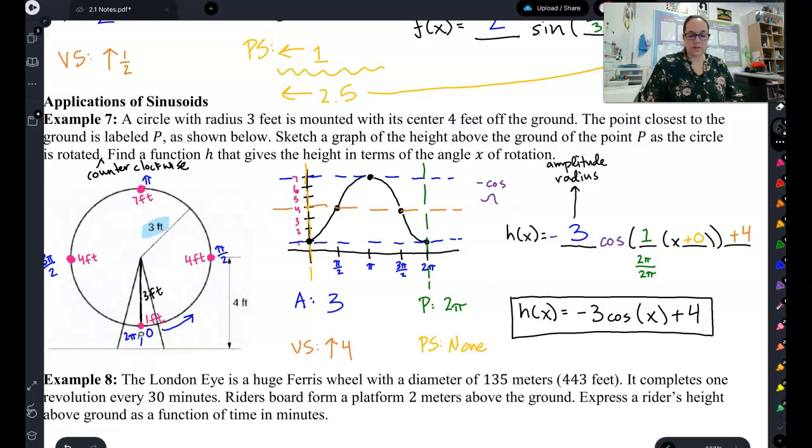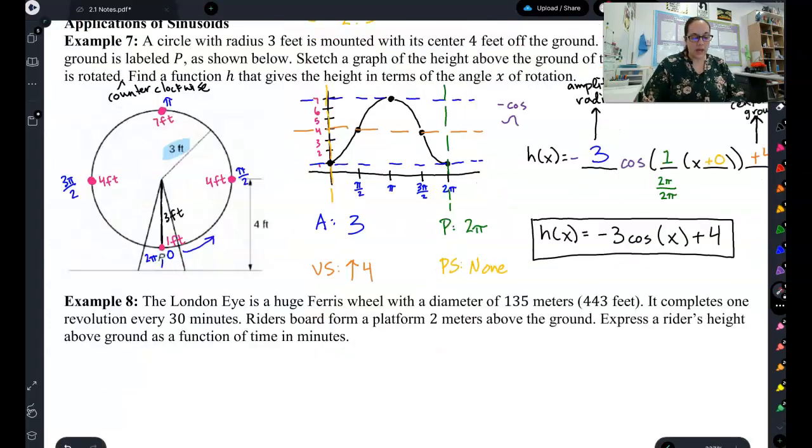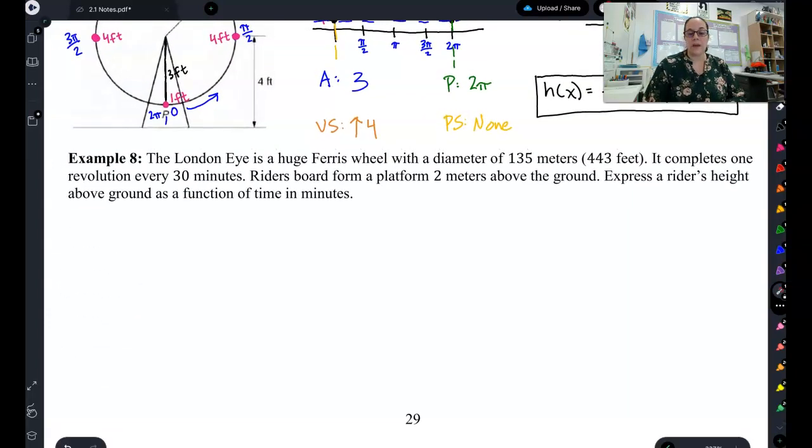Second thing I want you to notice is that plus 4, that is how the vertical shift, I should say, that is how far the center is off the ground. That's what makes up my vertical shift. So those two numbers have a direct correlation to a piece of this circle. The amplitude is the radius. The vertical shift is how far the center is off the ground. The reason I'm making a big deal about those is that's going to help us for example 8.